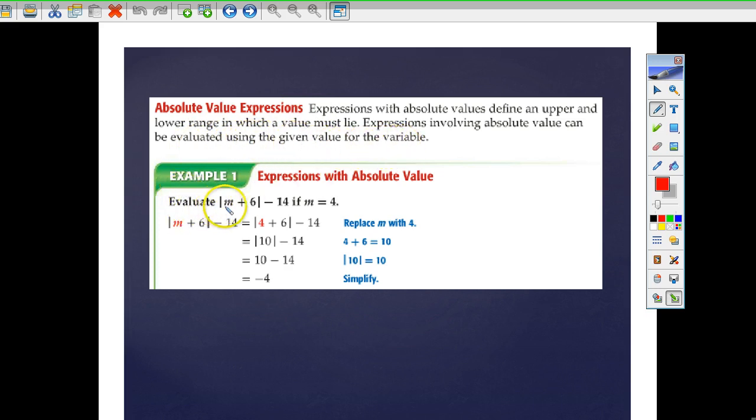When you have an equation like this, evaluate the absolute value of m plus 6 minus 14 if m equals 4. So if m is 4, instead of m, you can substitute that with 4. Now you have the absolute value of 4 plus 6, minus 14. 4 plus 6 is 10. Absolute value of 10 is 10. 10 minus 14 is negative 4.